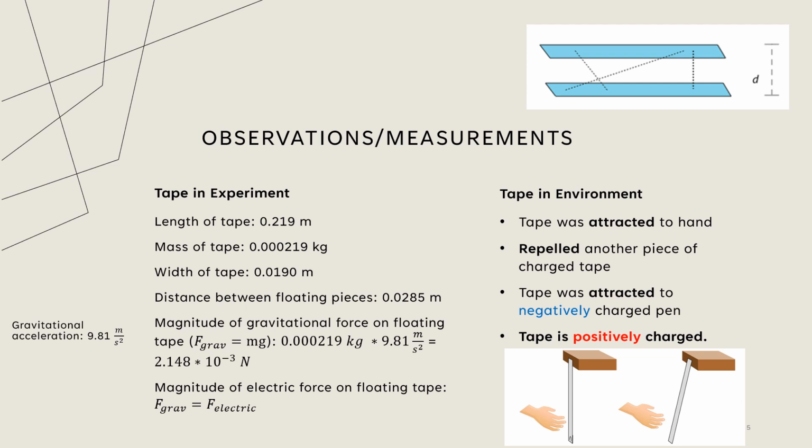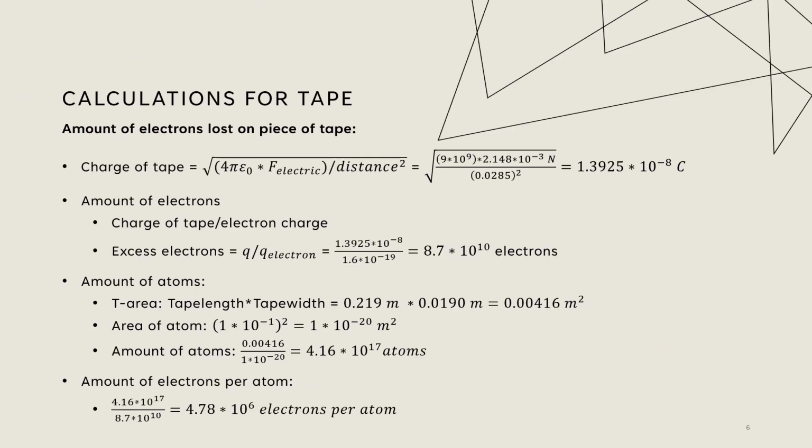Tape in the environment was attracted to the hand and repelled against another piece of tape. Tape was attracted to a negatively charged pen, meaning the tape was positive. These are the calculations for the experiment.